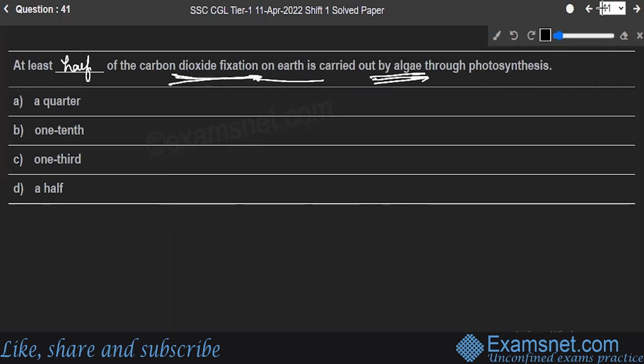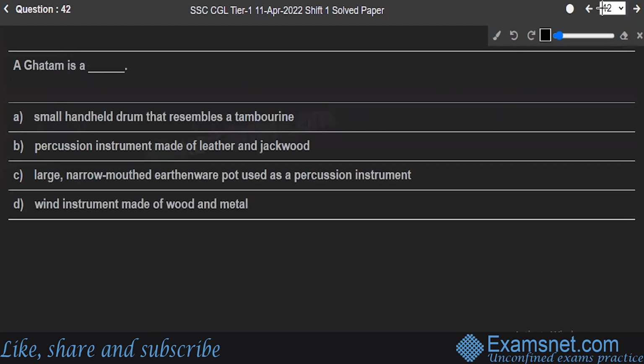So I hope you're clear with this question. The answer to this question is option D, a half. So let's move to the next question, 42.